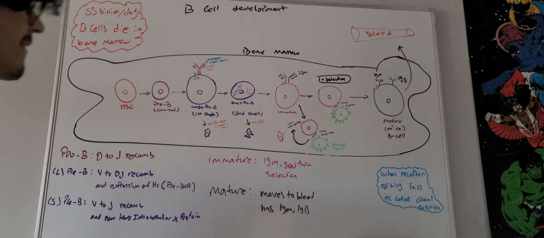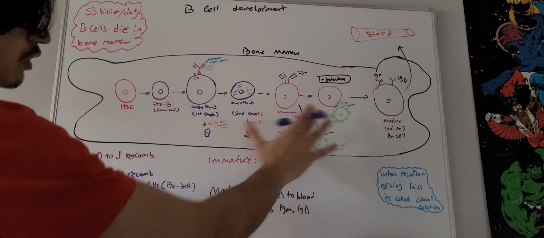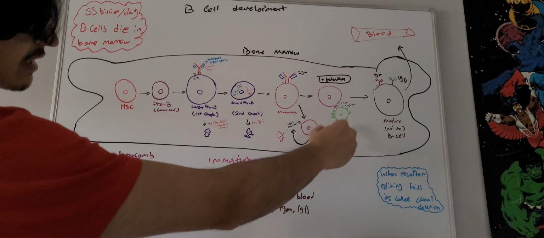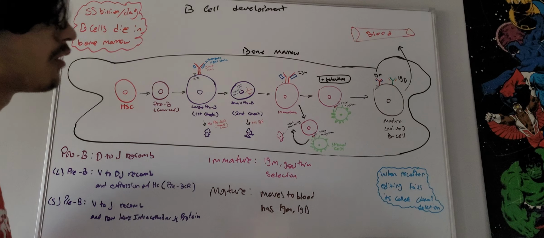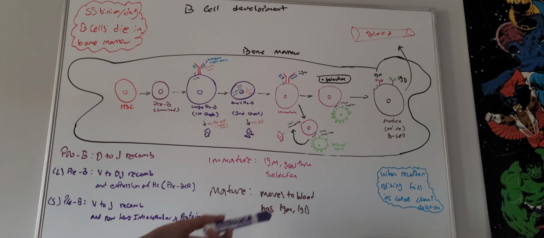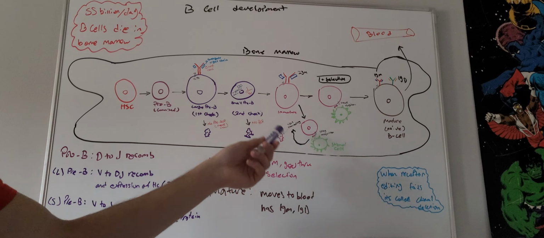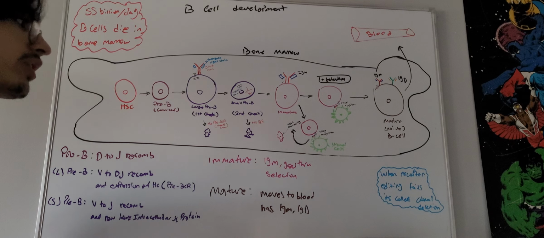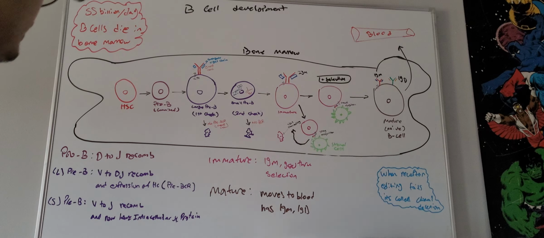But again, this portion was called negative selection. If we go through positive selection, we become a mature, naive B cell, we move out to the blood, and we express IgD. Now, when receptor editing fails, it's called clonal deletion. Remember that. It's called clonal deletion. And that's pretty much everything I want you to know about this.